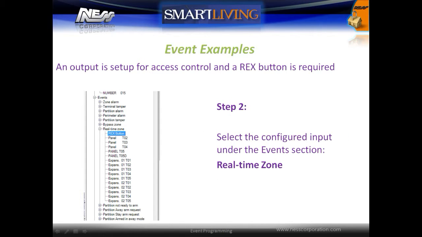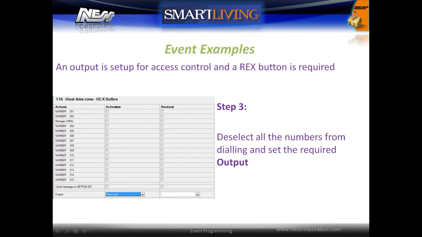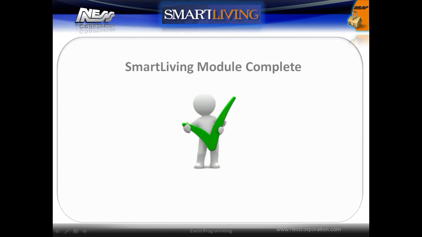Next, in the event list, locate real-time zone and then select the zone that was configured for the REX input. Next, deselect all of the numbers from dialing out and select the required output. This completes this training module.